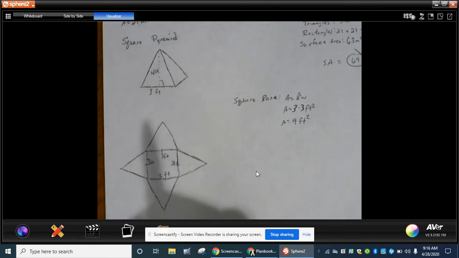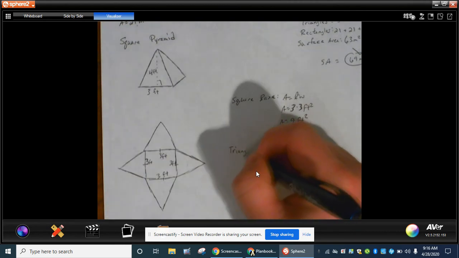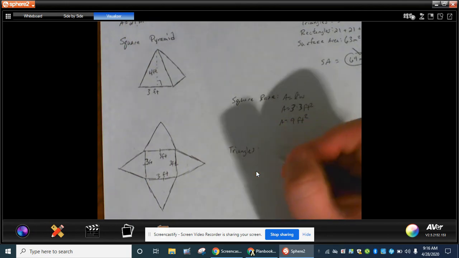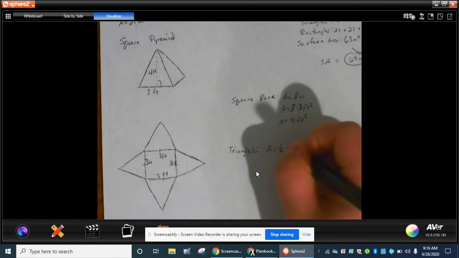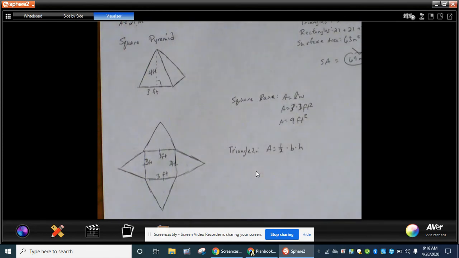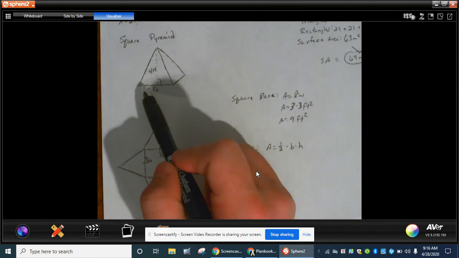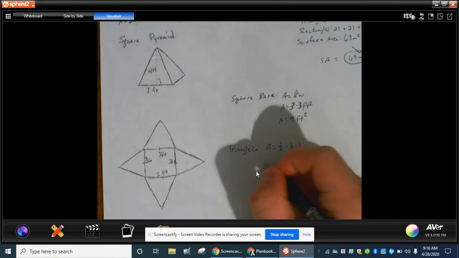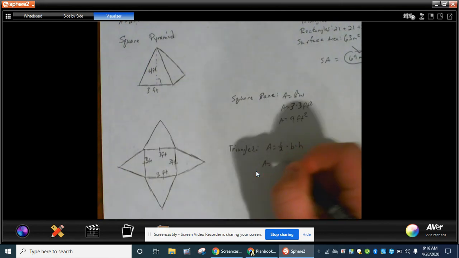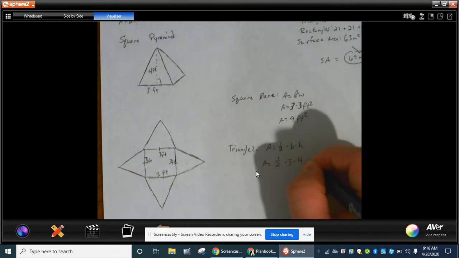So we know what triangles are. Triangles are 3-sided shapes that have an area of 1/2 times base times height. So you need to identify what the base is and the height of one of these triangular faces. Remember, one triangular face is the same as the other triangular faces. So the area of a triangle is 1/2 times base, which is 3 feet, times the height, which is 4 feet.